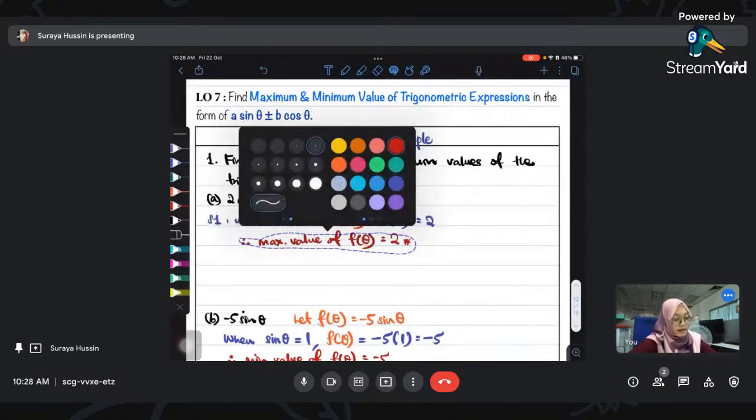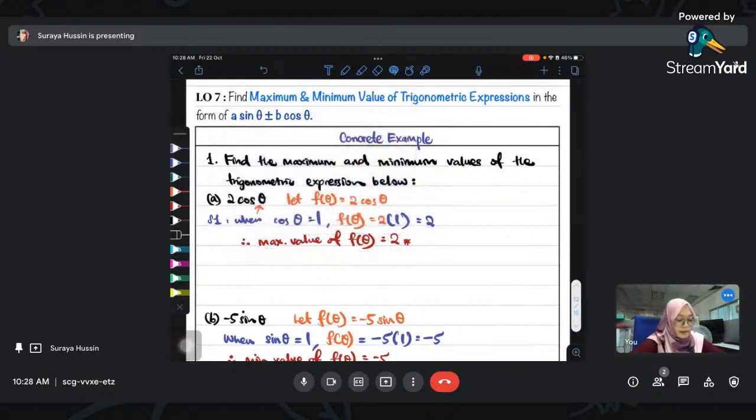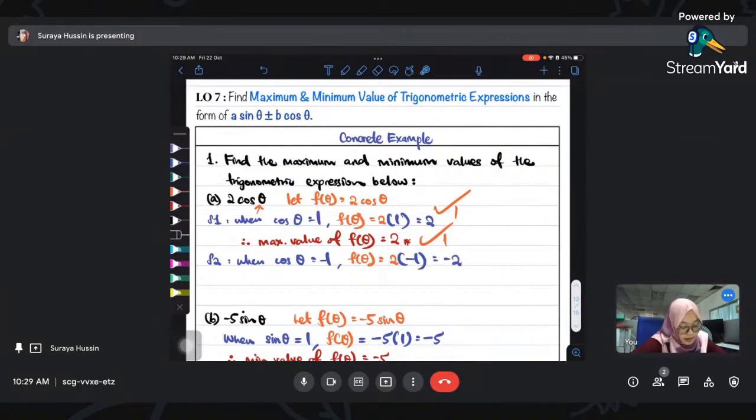Saya tukarlah kepada merah. So conclusion wajib tulis. This is your 1 mark. Okay, this is 1 mark, 2 marks. Please write it down. Jangan tinggal mana-mana step. Step kedua, when cos theta is equals to negative 1, f theta is equals to 2 times negative 1, which is equals to negative 2. Okay. Therefore, the minimum value of f theta is equals to negative 2.